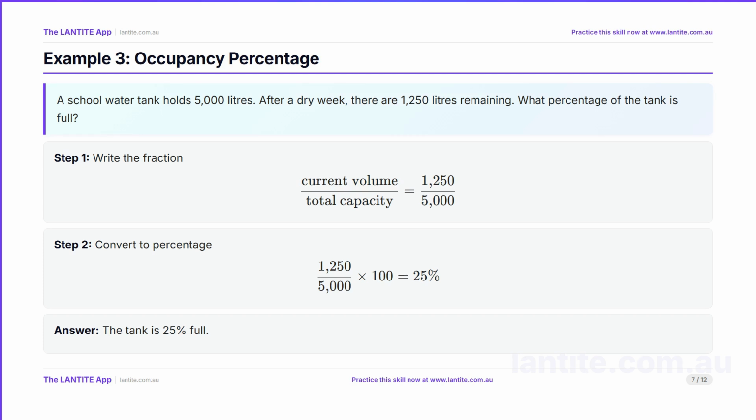Now let's look at occupancy percentages. A school water tank holds 5,000 liters and has 1,250 liters remaining. What percentage is full? We write the current volume as a fraction of the total capacity, 1,250 over 5,000. Then, multiply by 100 to convert to a percentage. 1,250 divided by 5,000 times 100 equals 25%. The tank is 25% full. This type of question appears frequently on the LANTITE.